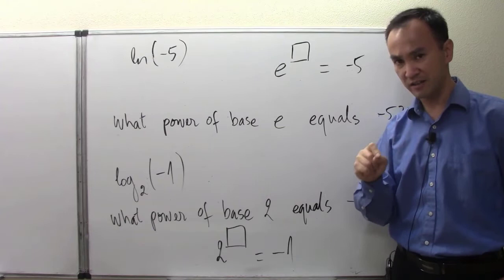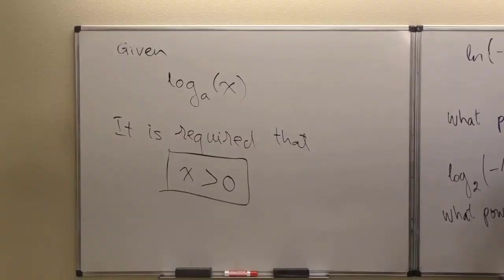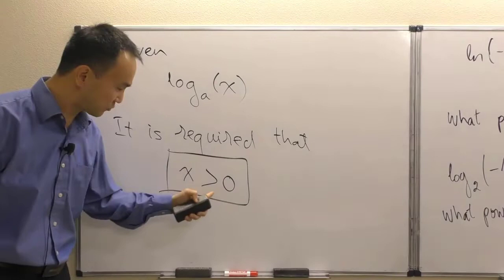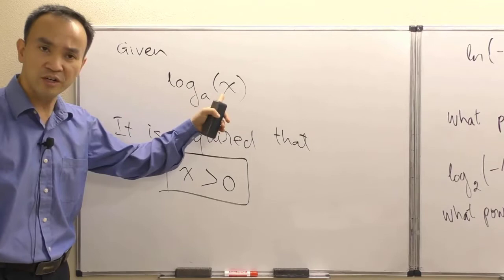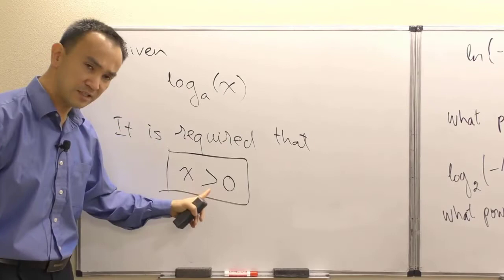While I'm still on this board, the requirement was saying strictly positive. This inequality is stating that we won't even consider zero. We can't even take zero. Anytime we would like to take the logarithm of a number, with respect to whatever base, log base a of a number, that number needs to be positive. It won't even take zero. So let's find out.